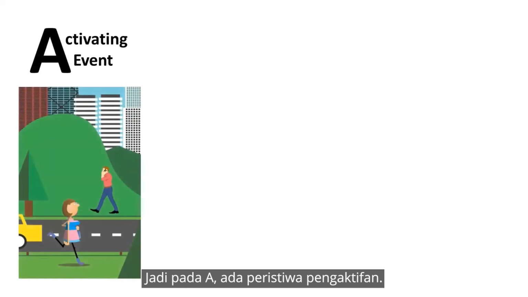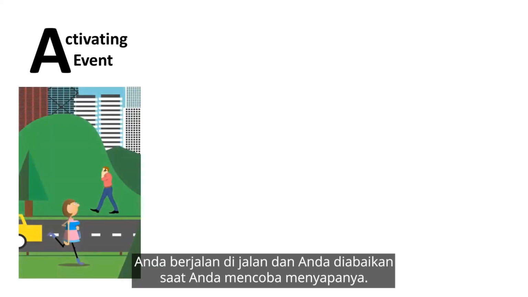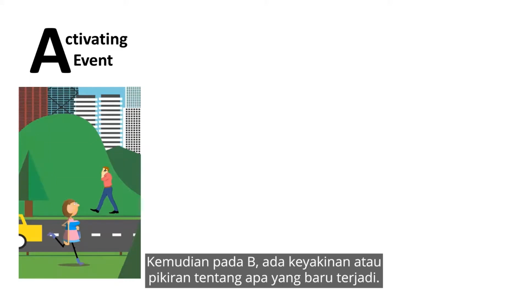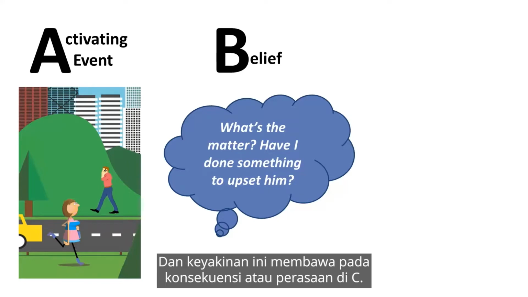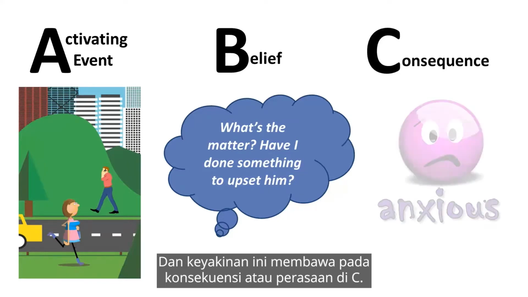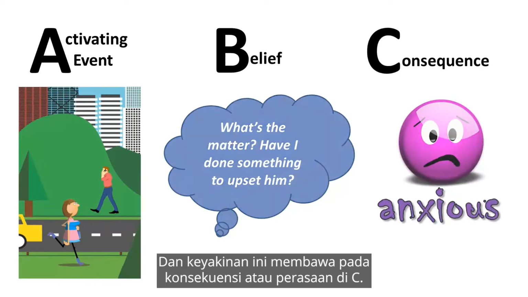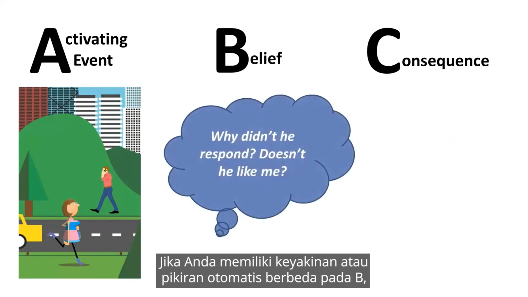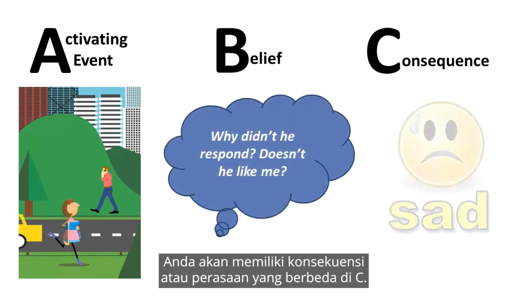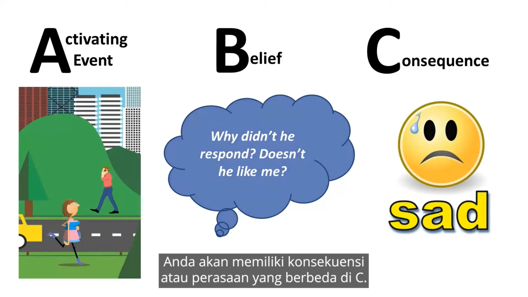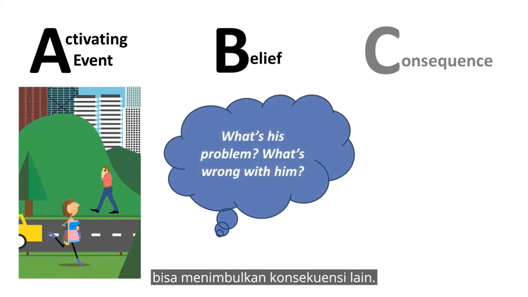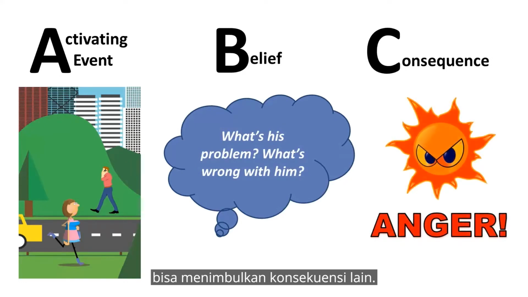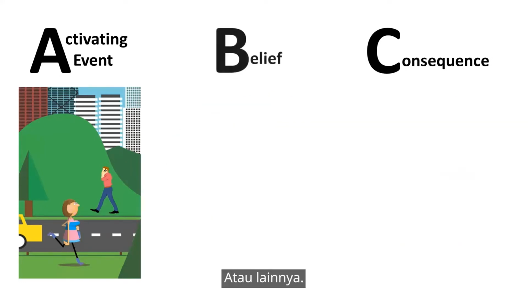So at A, we have the activating event. You're walking down the street and someone ignores you when you try to say hi. And then at B, you have a belief or thought about what just happened. And this belief leads to a consequence or a feeling at C. And if you have a different belief or automatic thought at B, you'll have a different consequence or feeling at C. And yet another belief could lead to another consequence. Or another.